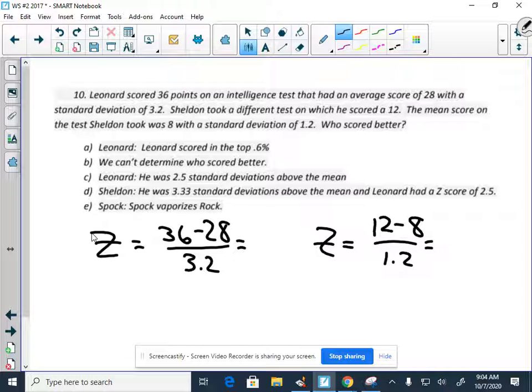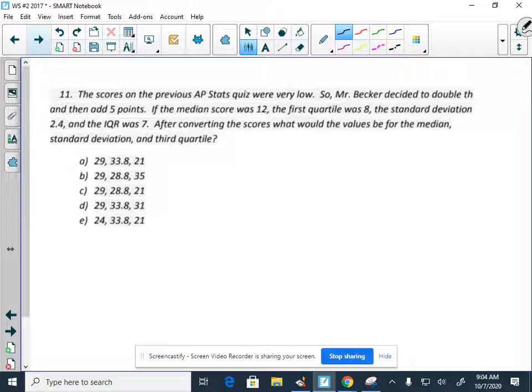So this is 2 point something. 2.5. 3.5. What's this one? 3 point something? 3.3? 3? Okay. Answer D. Sheldon was better. Yay. All right. I've been studying for that test.